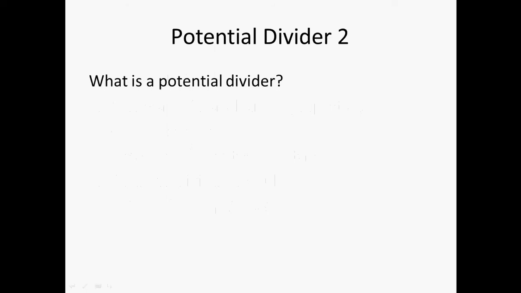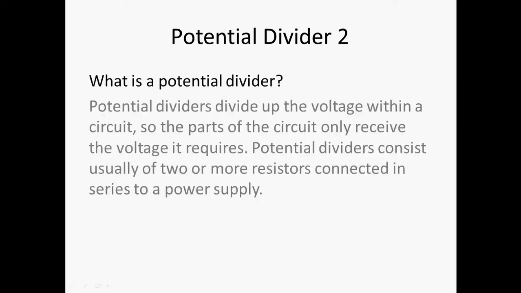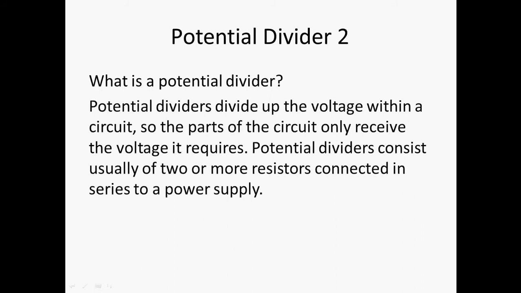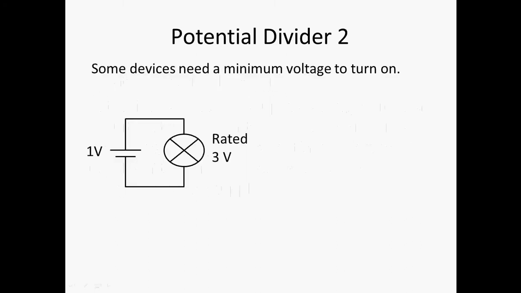Okay, so let's recap what a potential divider is. A potential divider divides the voltage within a circuit, so the parts of the circuit only receive the voltage they require. A potential divider usually consists of two or more resistors connected in series to a power supply. Nothing special about this, we also learned it in the previous slide. Alright, let's move on. In this lesson, we want to study the uses of the potential divider. But before that, we need to understand some very basic function of how to turn a circuit on and off.